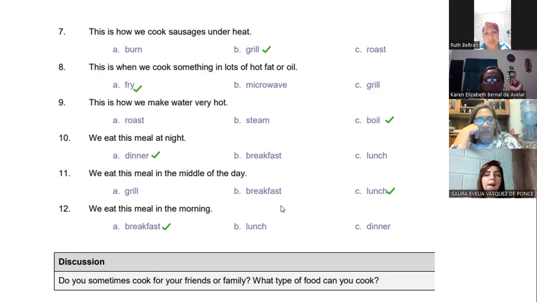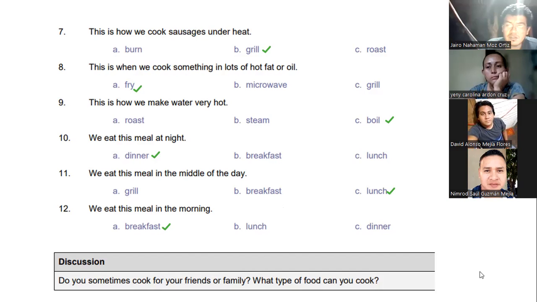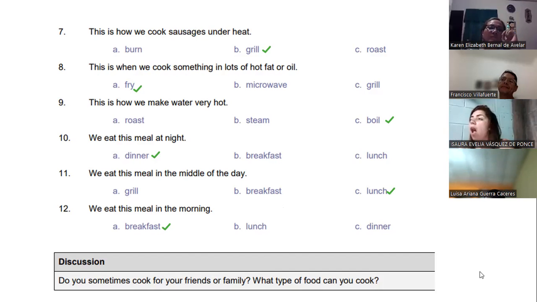I cook every day for my family. Okay. For family all the time. You cook because sometimes. Yes, Ruth. Because my daughter doesn't like to cook. Your daughter doesn't like cooking, so you have to cook. Okay. Sometimes I like to cook, but other times I don't feel like cooking. Sometimes you don't feel like cooking. No. Okay.